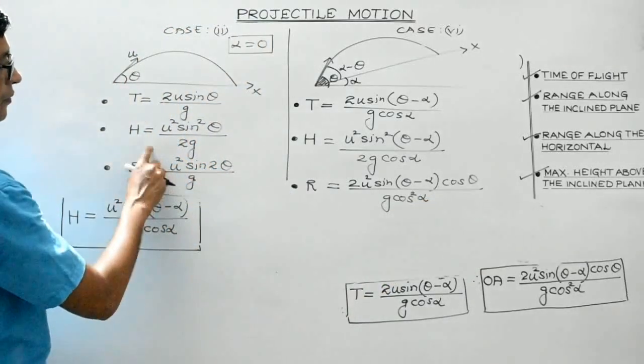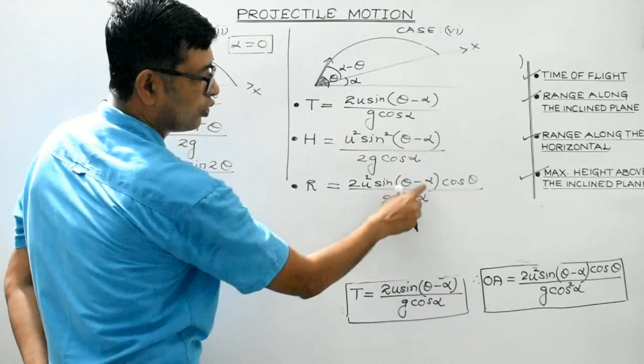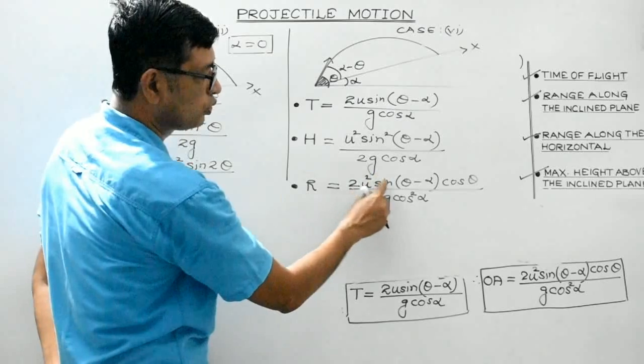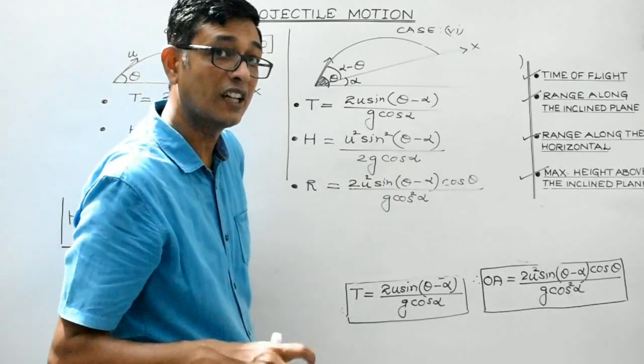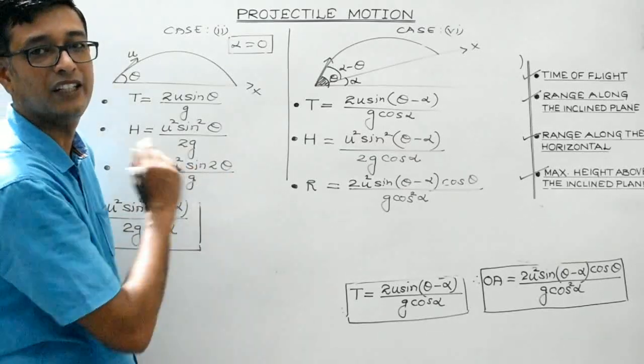Right? Again, here put alpha as 0. So what do you get? Alpha is 0. So cos 0 is 1. So in the denominator we will be left with g. And here it will be 2u square sine theta cos theta. And 2 sine theta cos theta is sine 2 theta. So we will get u square sine 2 theta by g.